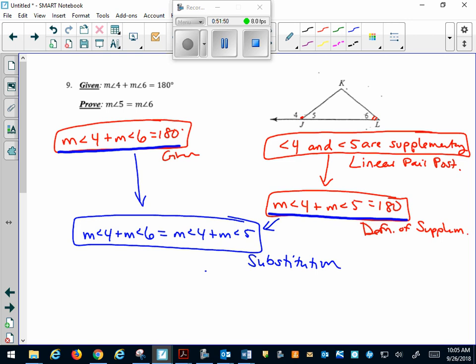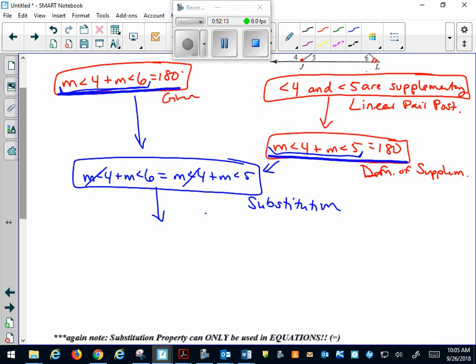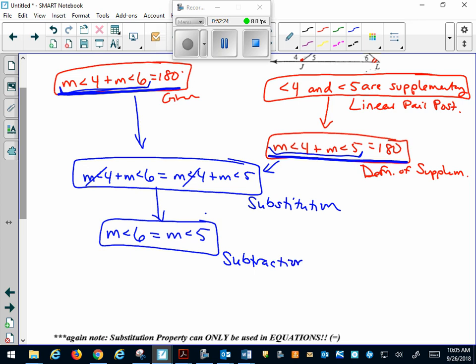Do you see what I did there? I used this part and put it equal to this part because they're both equal to 180, so I can put them equal to each other. I'm trying to prove that measure of angle 5 equals the measure of angle 6. Well, all I have to do now is get rid of this, and I have my answer. So I'm going to put the measure of angle 6 equals the measure of angle 5. And what did I do to both sides? I subtracted a measure of angle 4 from each side. Minus measure of angle 4.